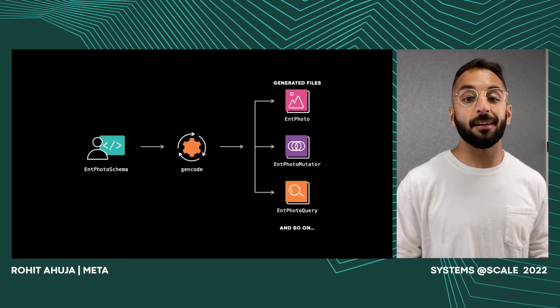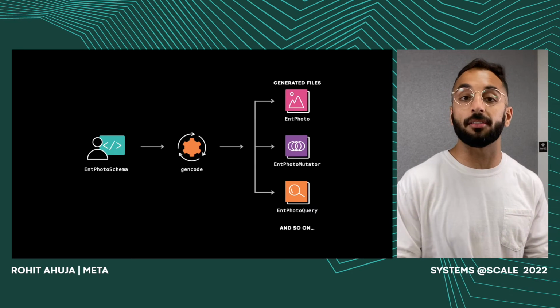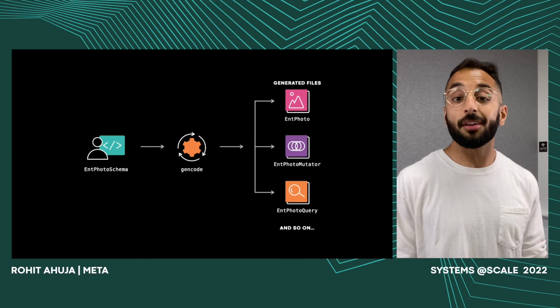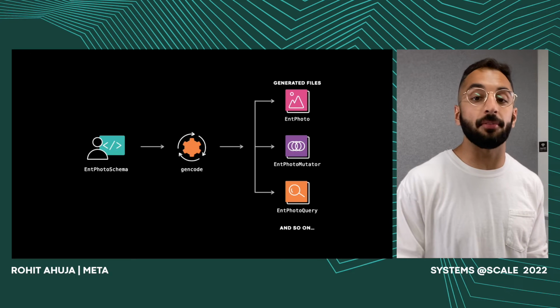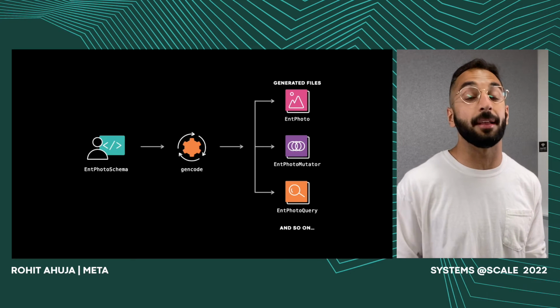Additionally, ent schema defines fields, edges, and configurations that produce interconnected methods across numerous classes. These all need to remain in sync. It would be a developer experience nightmare to rename a field and have to change dozens of associated methods manually.